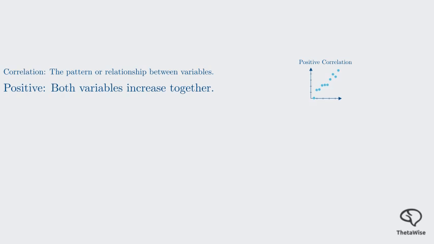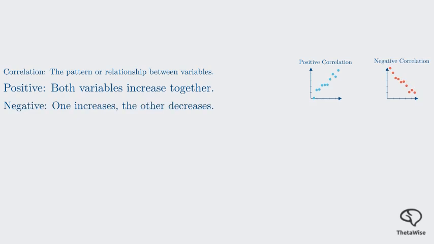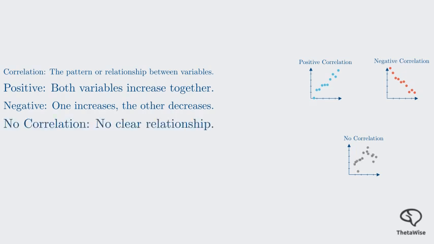The second type is negative correlation. Imagine a graph of car age versus car value. As the age increases, the value decreases. The points trend downwards. Finally, if the points are scattered everywhere with no clear trend, we say there is no correlation. This means the two variables are not related, like your shoe size and your math score.